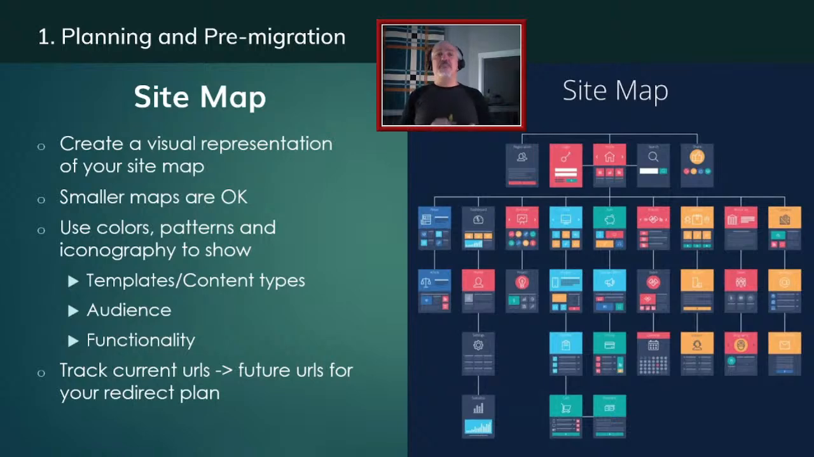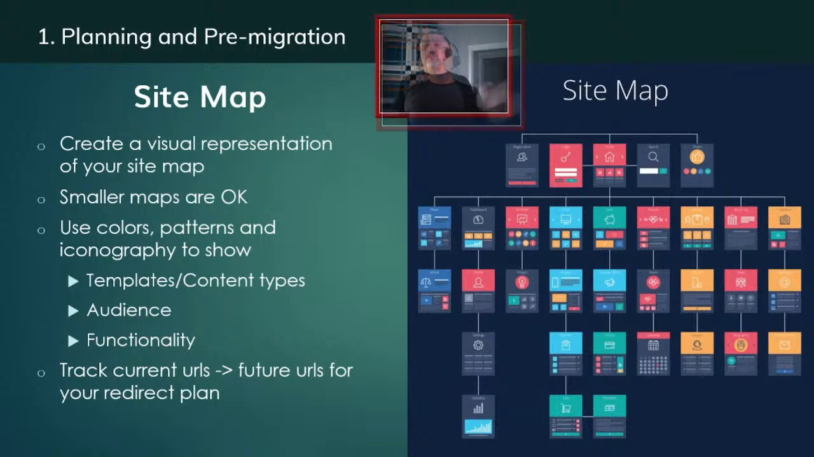You can use colors, patterns, and icons to represent different aspects of your site, like different content types and templates. Use stacks to represent large numbers of similar pages instead of listing them out individually to keep things like article, event, and blog post areas simple. And if possible, illustrate the links and relationships to other sections of your site through your shared content. As you go through, track your current URLs and their future URLs inside of your inventory, because you're going to be using these for your redirect plan.